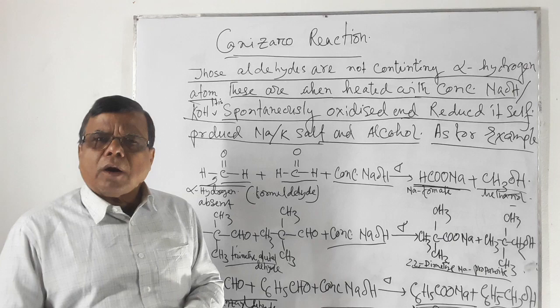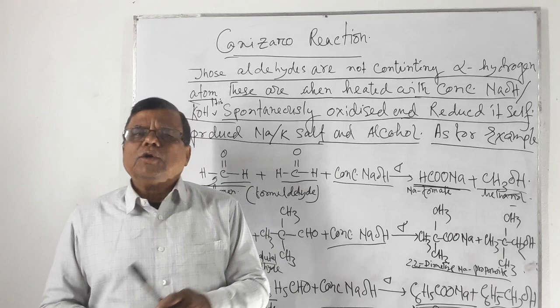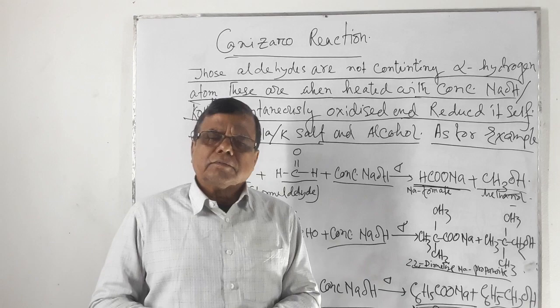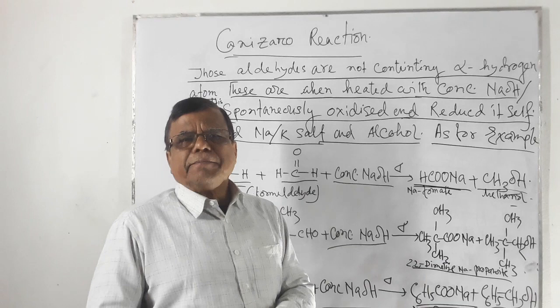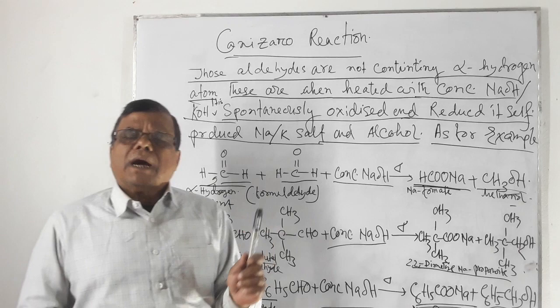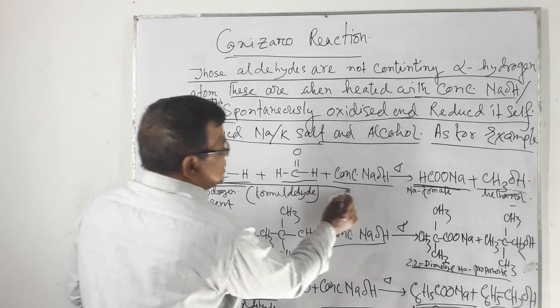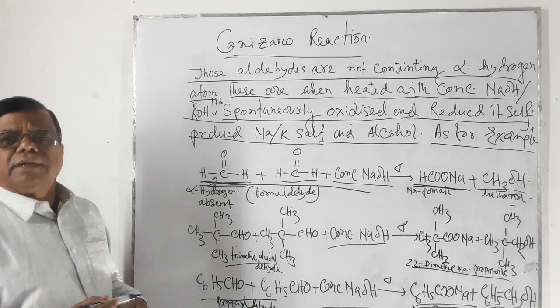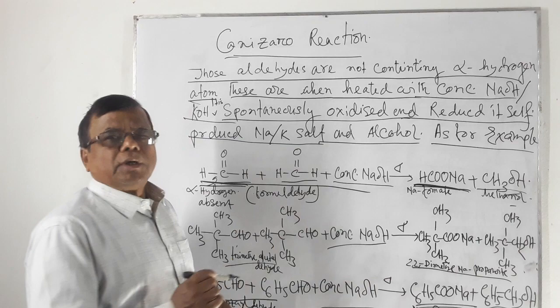By oxidation, it forms a sodium or potassium salt, and by reduction, the compound forms, that is the reactant forms, an alcohol. As for example, formaldehyde, where there is no alpha hydrogen atom, reacts with concentrated sodium hydroxide. One molecule of formaldehyde is oxidized into sodium formate, and another molecule is reduced into methanol.